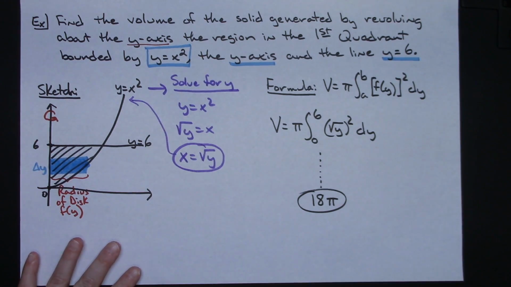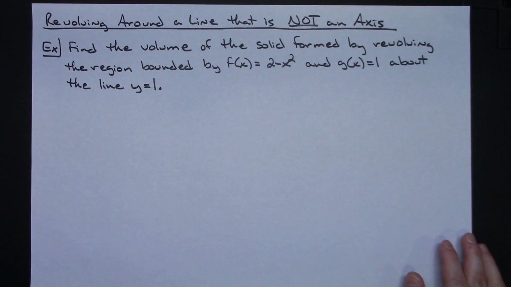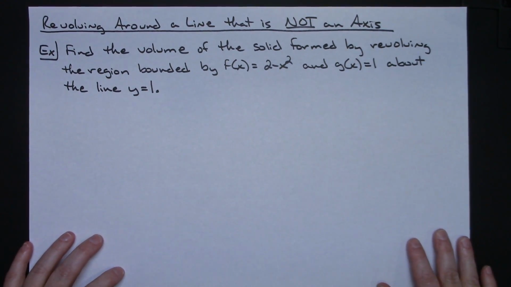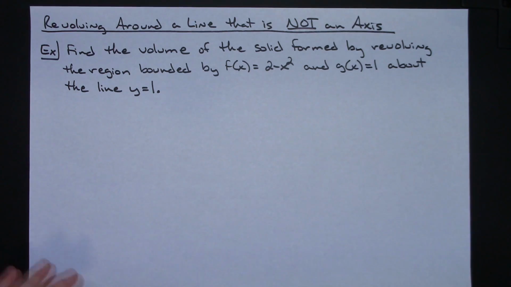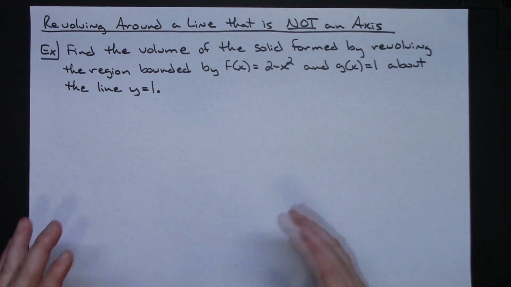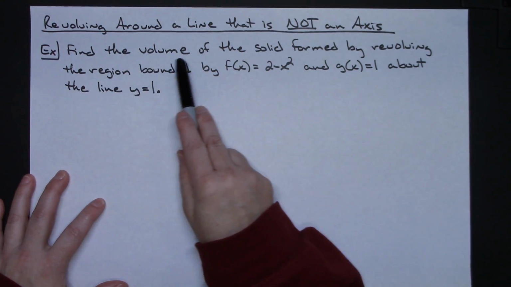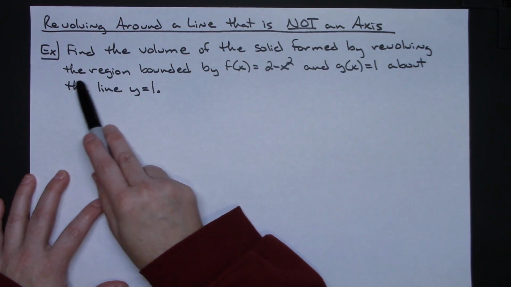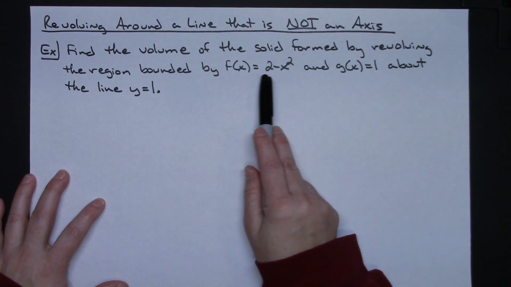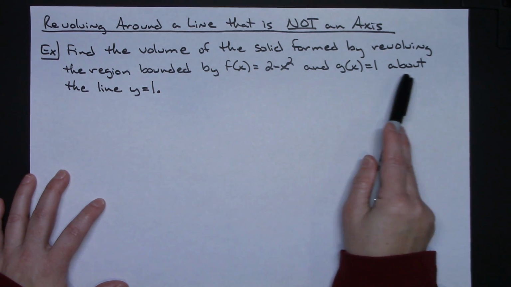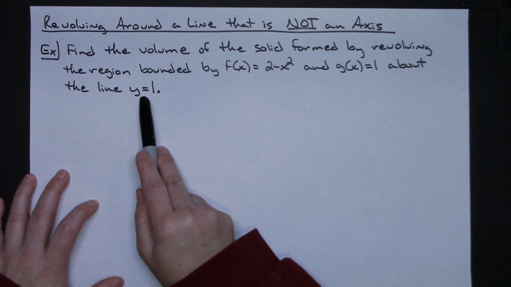Now for the last example. In this last example, we're going to revolve around a line that is not an axis. That's a pretty common thing that happens a lot. They start you out revolving around either the x or the y-axis, and then they start taking you away from that. So in this example, it tells us to find the volume of the solid formed by revolving the region bounded by f of x equals 2 minus x squared and g of x equals 1 about the line y equals 1.